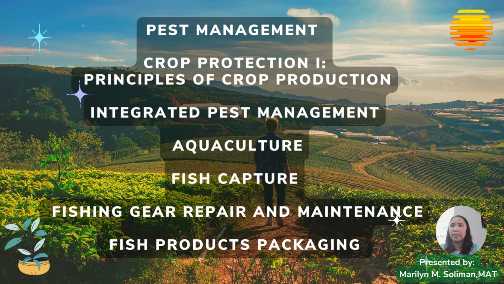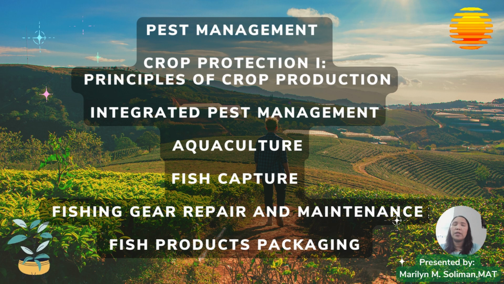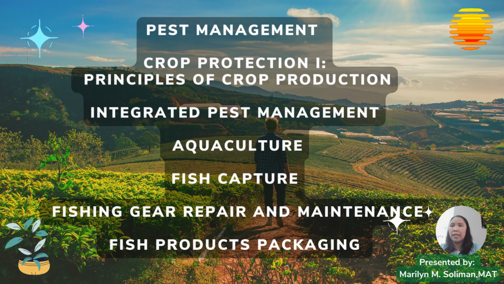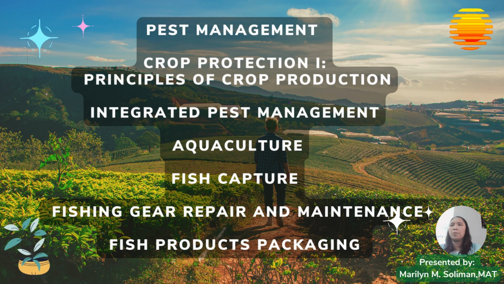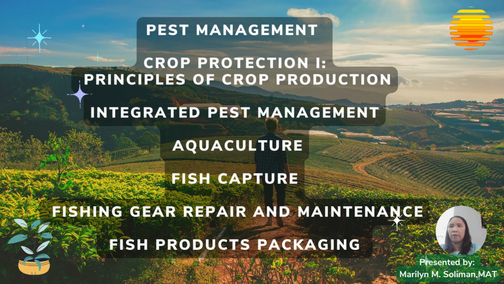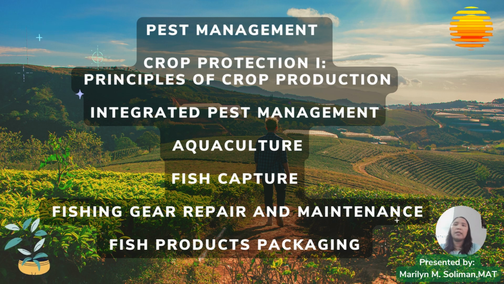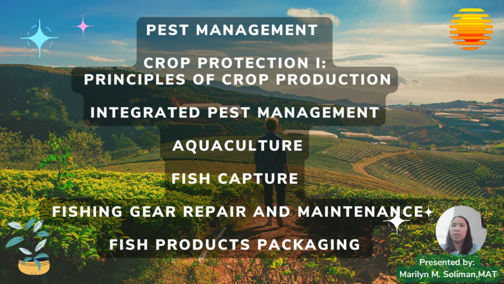Next to this is integrated pest management, and this is designed to introduce students to the theory and practices of integrated pest management system in major agronomic and horticultural crops, pasture system, non-cropland, and urban settings. Followed by aquaculture, and this course aims to provide learners with an overview of aquaculture. It includes water quality, production system, spawning, and the common fish captured in the community.